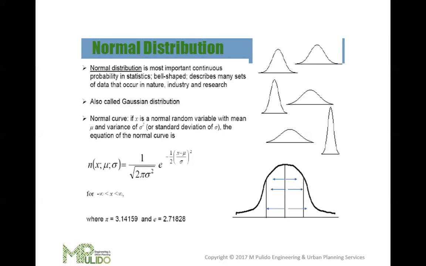Standard normal distribution. A special case of the normal distribution is the standard normal distribution, which has a mean mu of 0 and a standard deviation sigma of 1. So please be familiarized with that.